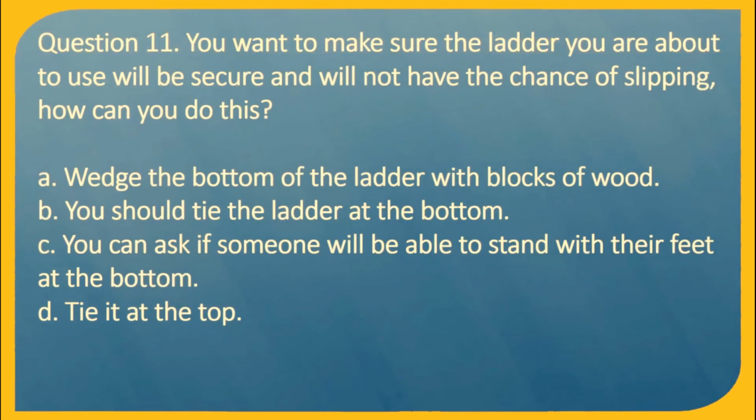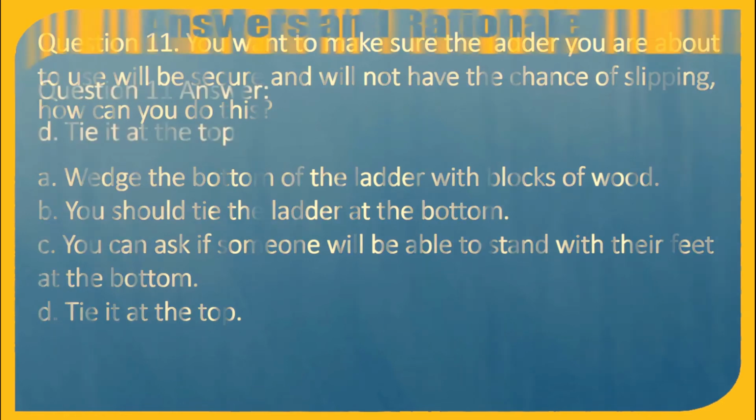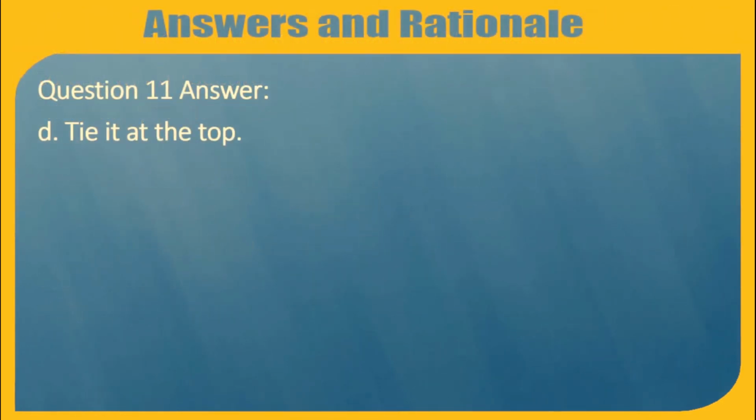Question 11. You want to make sure the ladder you are about to use will be secure and will not have the chance of slipping. How can you do this? A. Wedge the bottom of the ladder with blocks of wood. B. You should tie the ladder at the bottom. C. You can ask if someone will be able to stand with their feet at the bottom. D. Tie it at the top. Question 11. Answer D. Tie it at the top.